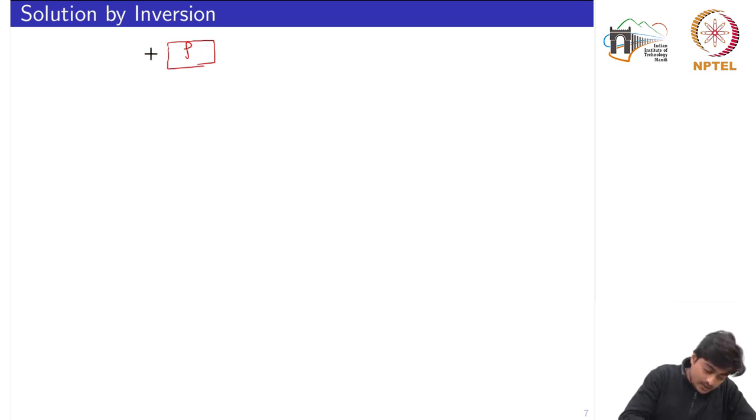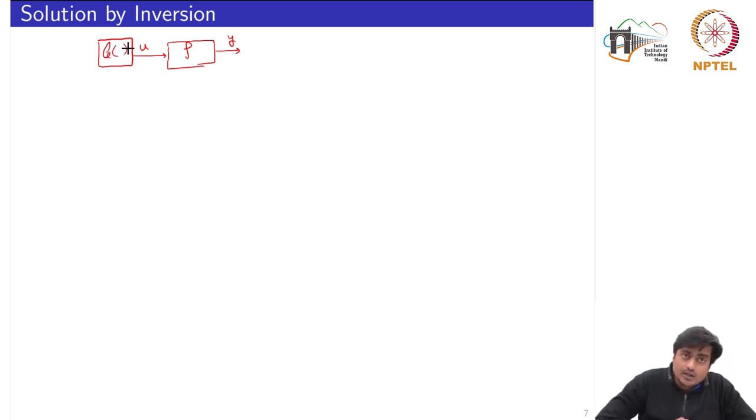Let's say we have a plant which is interacting with the signals u and y. Now the controller we have specified is taking some constant parameters. So this is an open loop control: the controller which we have designed is not taking any information from the plant.